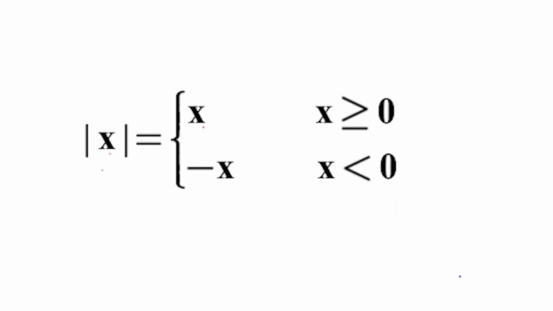The absolute value of x means the distance from 0. So the absolute value of x is equal to x if x is greater than or equal to 0, and negative x if x is less than 0. To find the limit, we check the left-hand limit and right-hand limit.